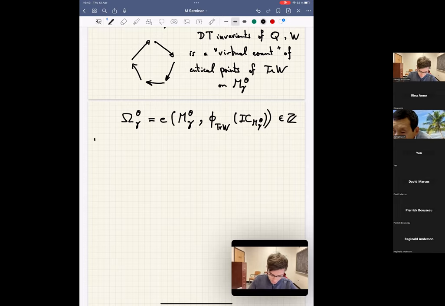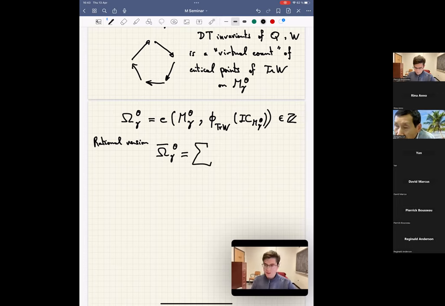And we can work with a rational version of this number, which I will denote by omega bar, gamma theta, obtained by a kind of multiple cover formula. You sum over all ways to write gamma as a multiple k of another gamma prime in N, where k is some integer. Then there is a factor of one over k squared times omega of gamma prime, theta. These things are rational in general. And this formula can be inverted, so knowing all the omegas or knowing all the omega bars are equivalent.